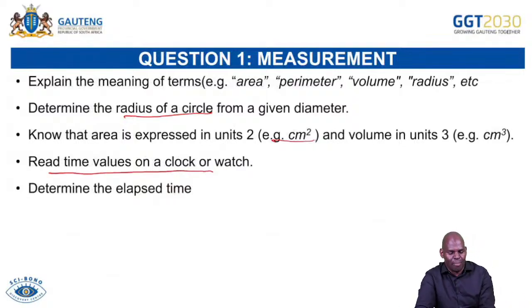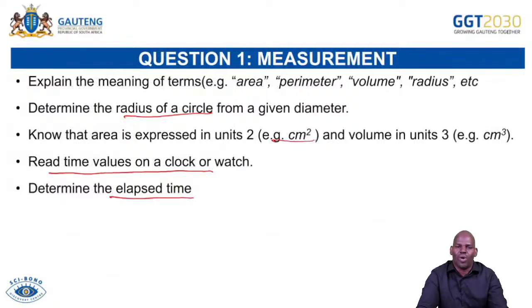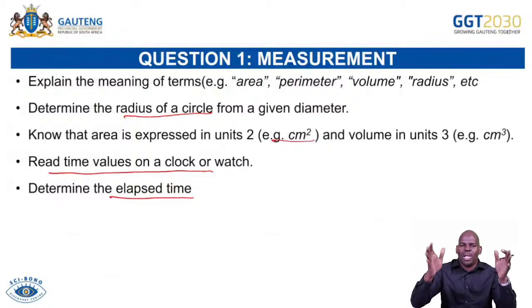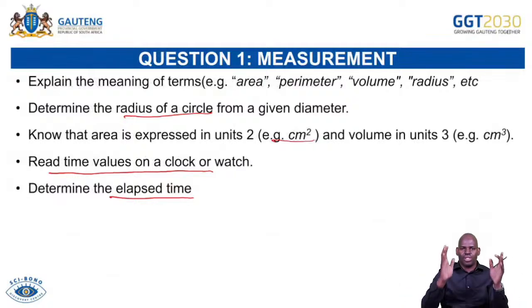Okay, determine the elapsed time. Now, if they say elapsed time, we can say, for instance, if your first period starts at 10 past 8 and it ends at 10 to 9, what is the elapsed time? How long is the period? In this case, we're talking about the elapsed time.